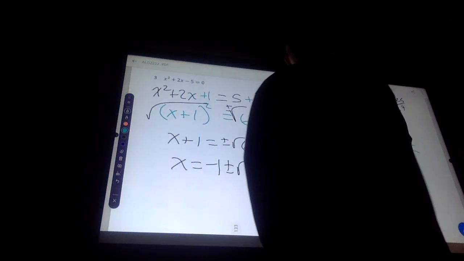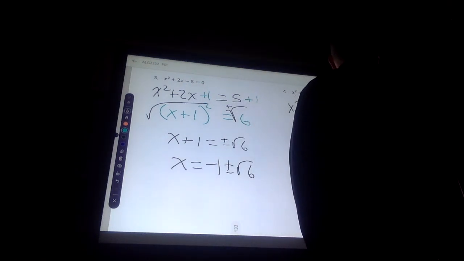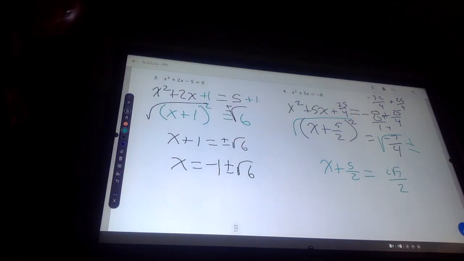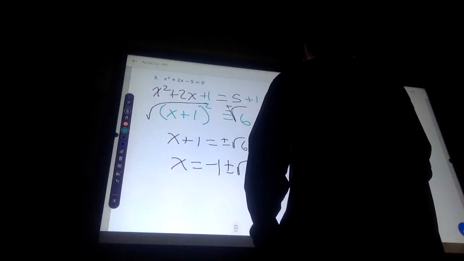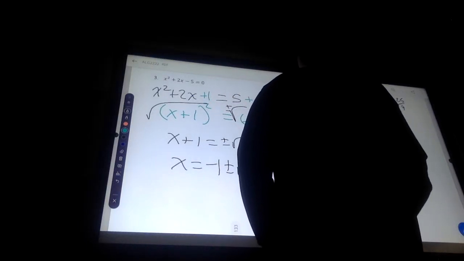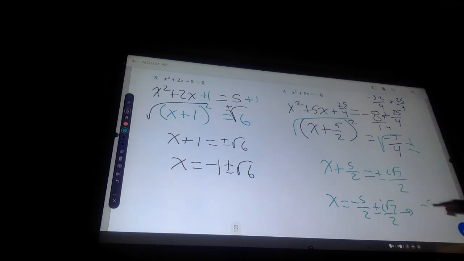Root, don't forget the plus minus. X plus 5 halves equals, it's going to be i root 7 over 2. Wait a minute, why did the denominator become a 2? I took the square root of it. Bottom had a perfect square. I forgot the plus minus. Sorry about that. Bring the plus minus. Subtract the 5 halves from both sides. If you wanted to clean it up, you could clean it up to be this.